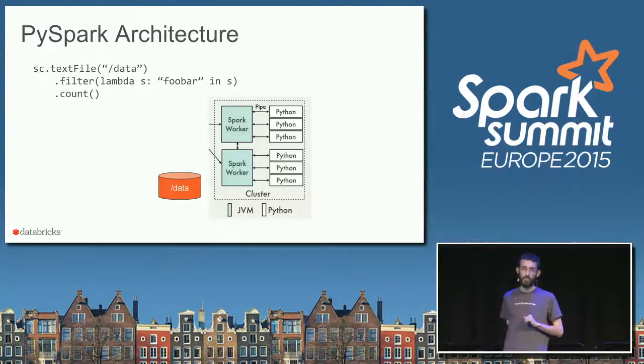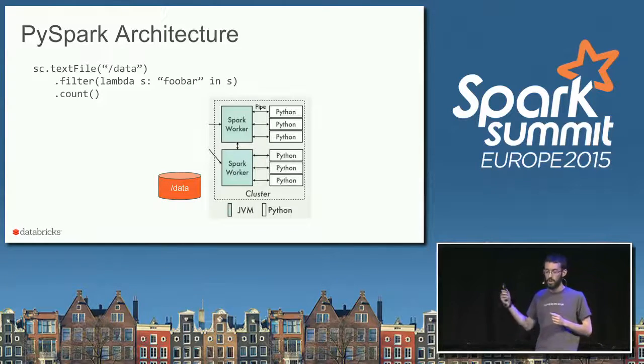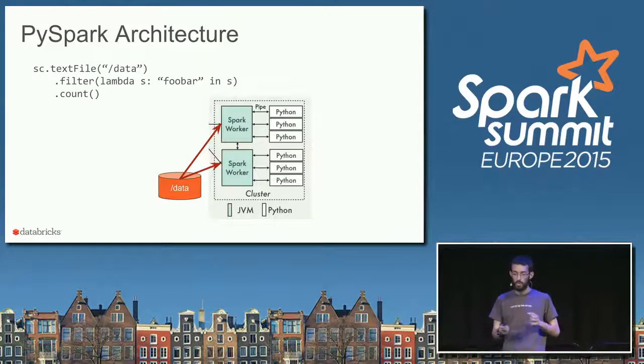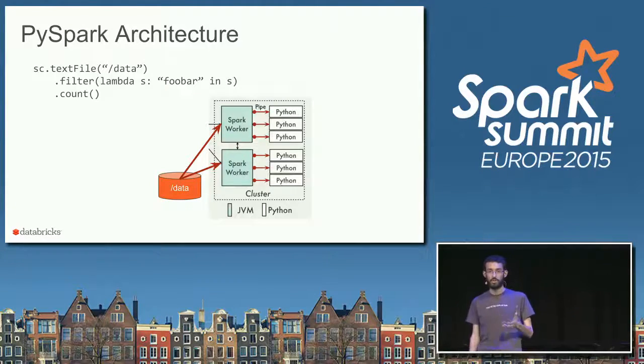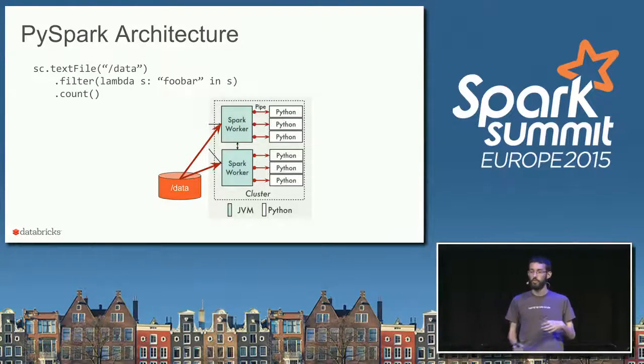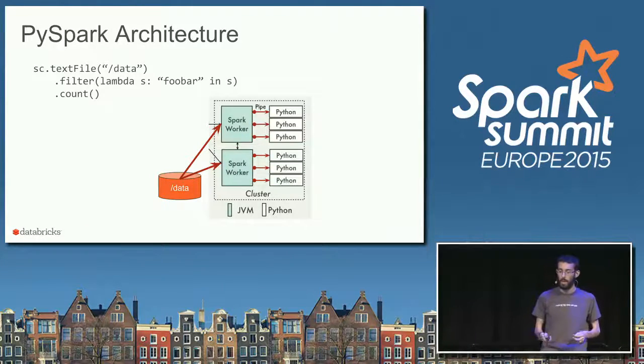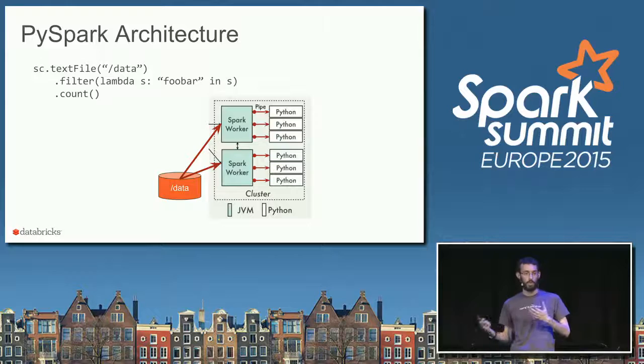Well, if we imagine we have some mysterious data, which maybe is in HDFS or S3 or something, well, as I said, the data will be read in by these Spark JVMs. It will then be sent over a pipe, actually a socket, to the Python. This is where we convert from Java objects to Python objects via pickling. And then the Python will do the filtering, will run its lambda over every object, and pass it back through the pipe to the JVM. The JVM will do the aggregation and send it to the driver.